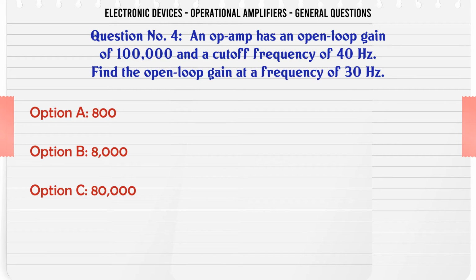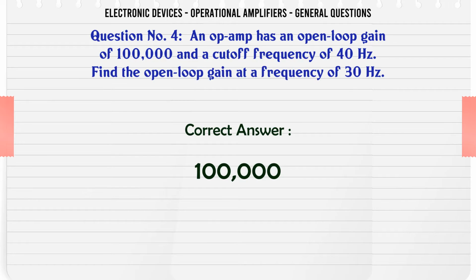An op-amp has an open-loop gain of 100,000 and a cutoff frequency of 40 Hz. Find the open-loop gain at a frequency of 30 Hz. A. 800. B. 8,000. C. 80,000. D. 100,000. The correct answer is 100,000.